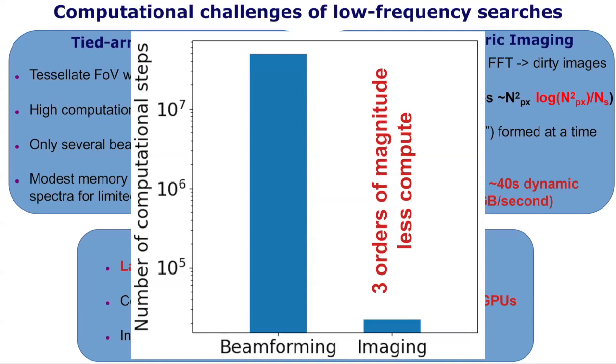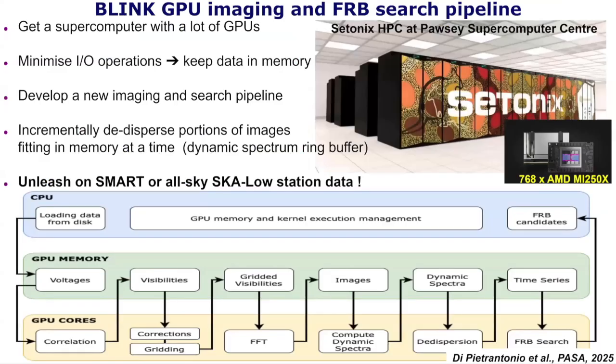As you can see from this graph, imaging wins by some three orders of magnitude over beamforming for this problem. This is the diagram of our pipeline. As I said, we want to read these complex voltages just once and then keep them in memory, and we do everything on GPUs.